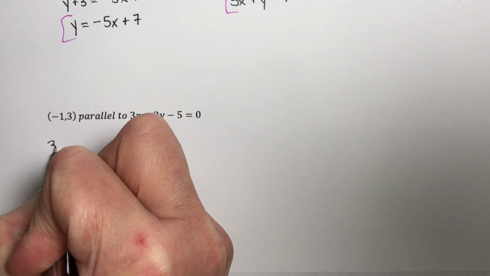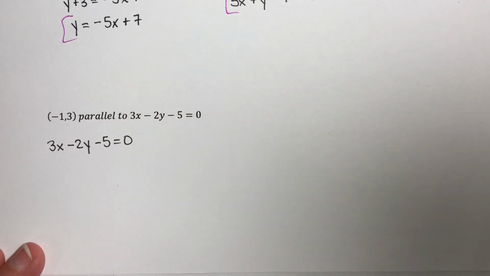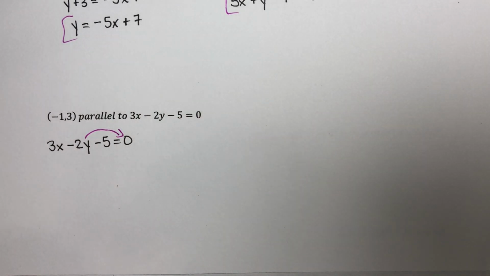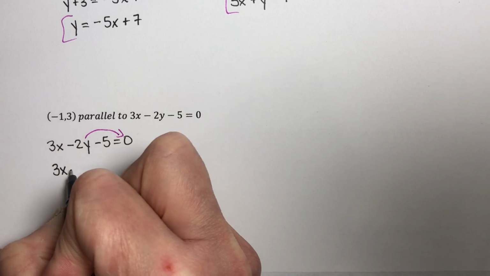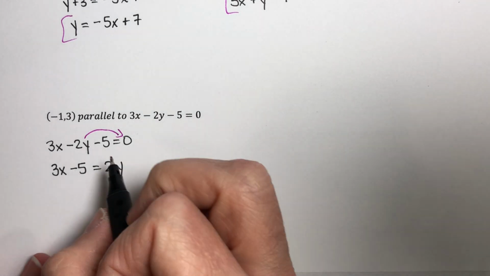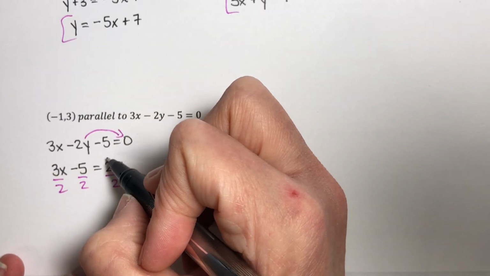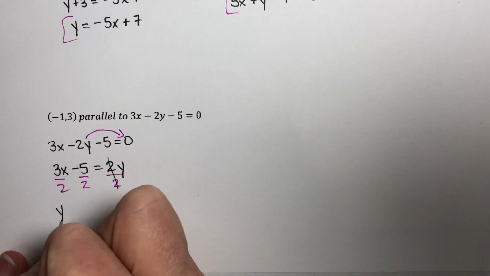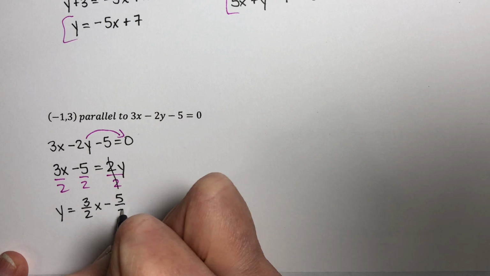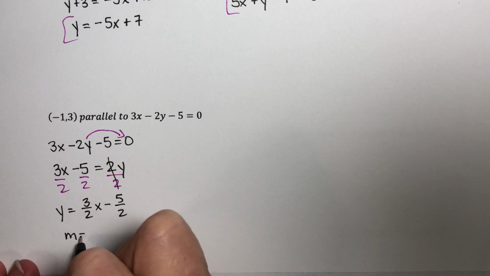Okay, so I have 3x minus 2y minus 5 equals 0, and I want the y by itself. So I think what I'm going to do is just move this over to this side. So I'm adding 2y to both sides. Okay, now I need to divide everything by a 2. And I'm going to flip the equation around so it's a little bit more standard for us. I have y is equal to 3 halves x minus 5 halves. Okay, so the slope of this line is 3 halves.